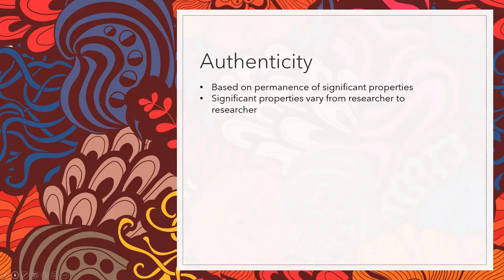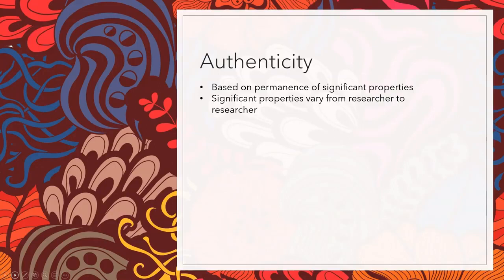So to make things really complicated, significant properties may vary from researcher to researcher. One researcher may find that some significant properties of a record are important and others aren't. And then another researcher, maybe from another discipline or with a different level or background of experience, might come along and say, well, actually that really isn't too important. What I want to see in a record is this.